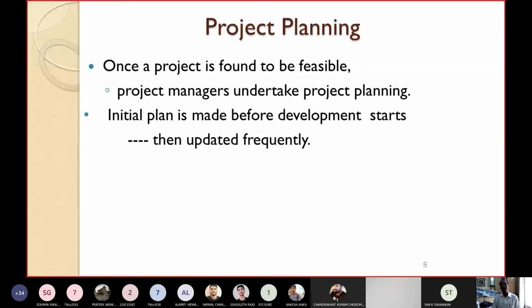If out of several alternatives one project is found to be feasible, or is the best project, then the project managers undertake project planning. The initial plan is made before development starts. Before the development starts, you have to make an initial project plan, and then you have to update the plan frequently. Regularly, as new information comes in, you have to update the initial plan.